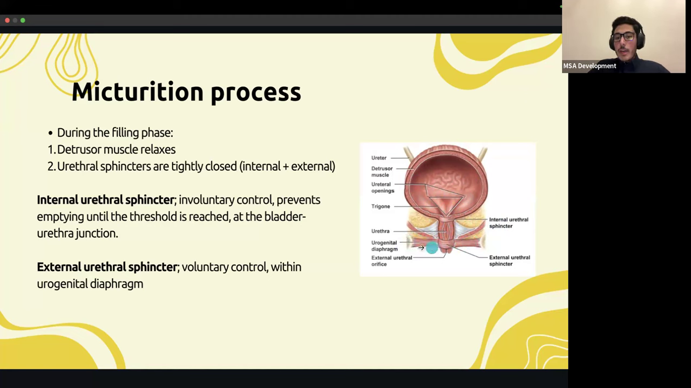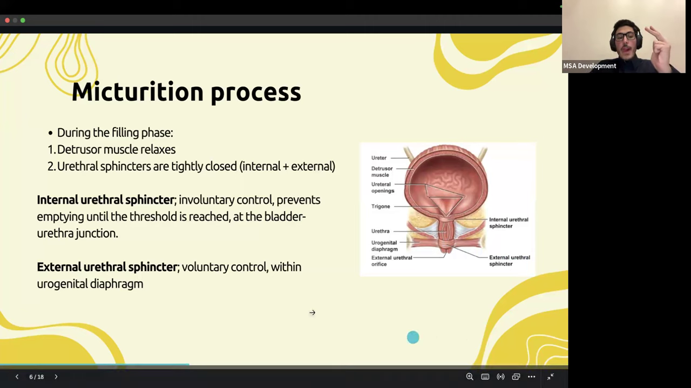Well, what's the urogenital diaphragm? Don't bother yourself with it at this block. You'll be having this in EndoRepro, ERP. But for now, just know that the external urethral sphincter is a voluntary muscle. You can control it. So it's a skeletal muscle. And also it lies in the urogenital diaphragm.